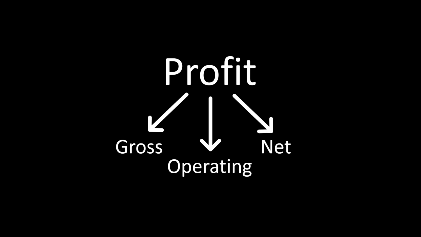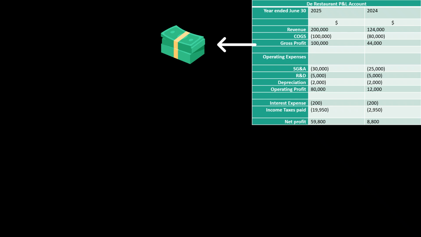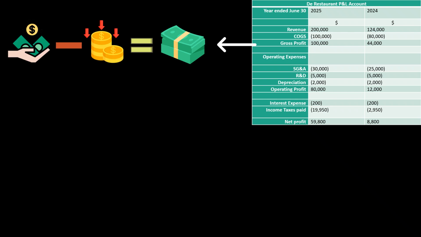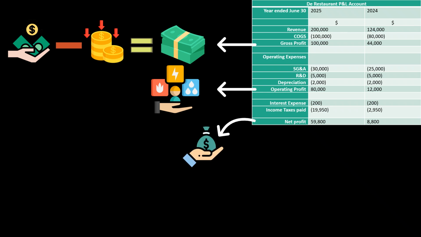On the P&L account, there are usually three types of profit: gross, operating, and net profit. Gross profit is the money made after direct costs are subtracted from the revenue. Operating profit is that, but after operating expenses are out of the picture. Lastly, net profit is the money left over after everything has been paid.